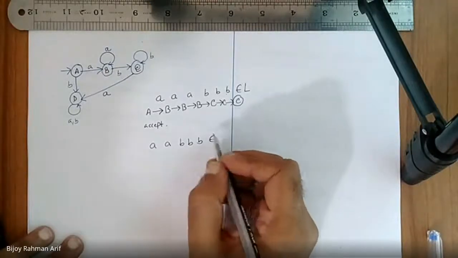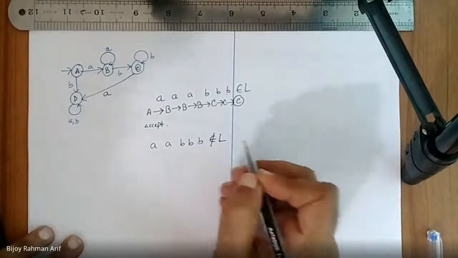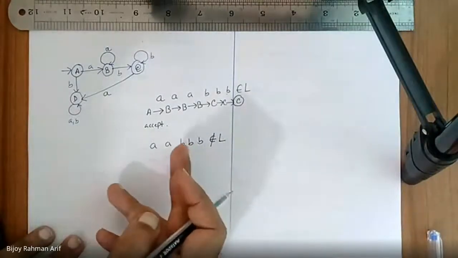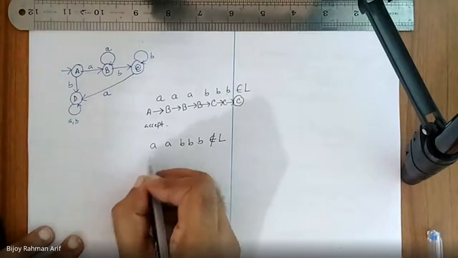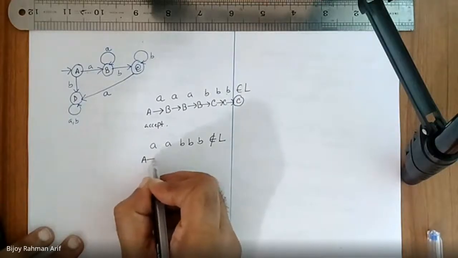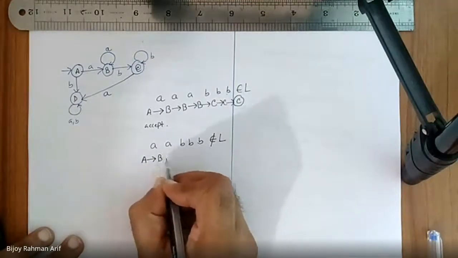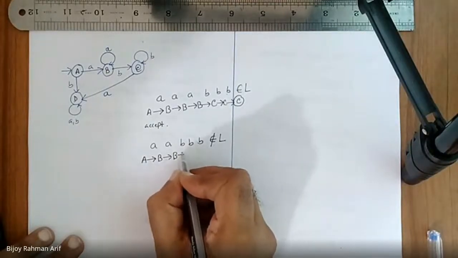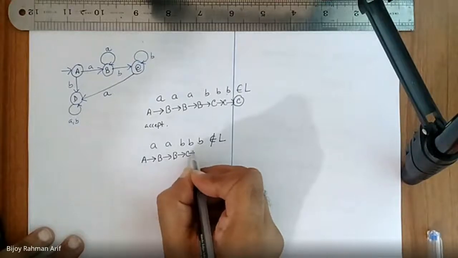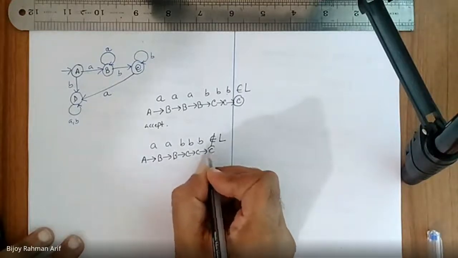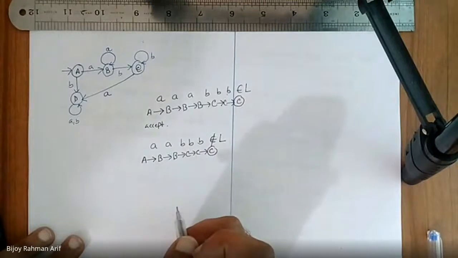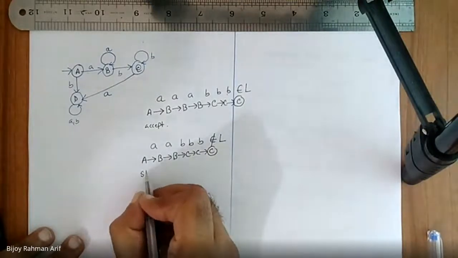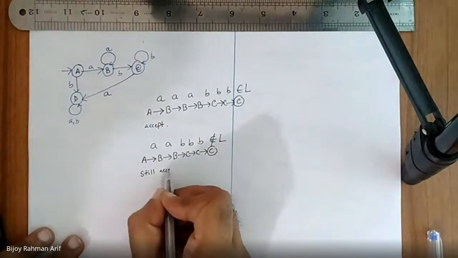No. Why not? Sir, the power of A is 2 and the power of B is 3, so they are not the same. So let's try to traverse this string. From the start, A seeing A, I should go to B. From B, seeing A, I should remain in B. B seeing small b, I'm going to C, then C, then C. It is accepted. Still it is accepted.